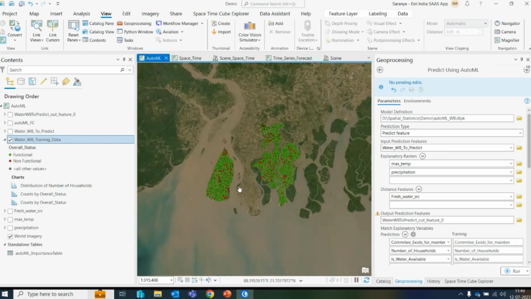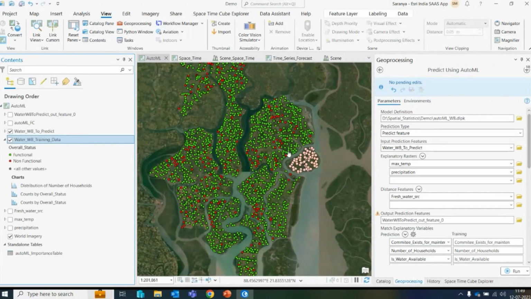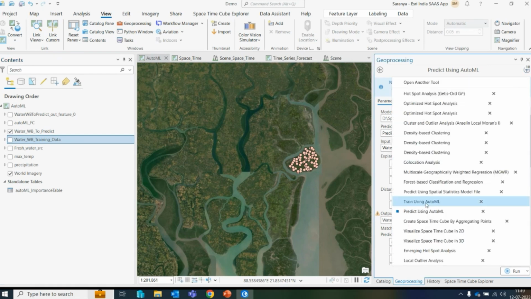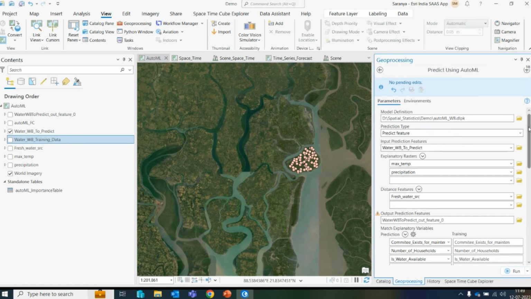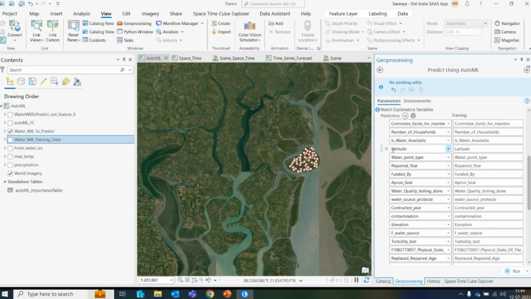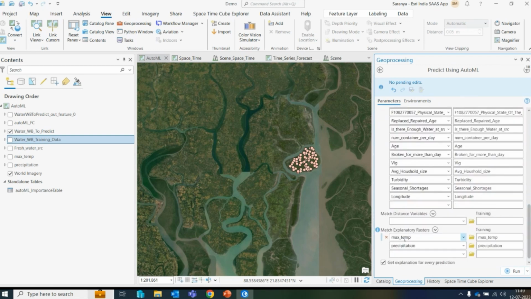My objective now is that we have a few more pumps in this area. I want to predict the overall status or the working of the pumps in this area. So for that, I have trained the model using AutoML, and I have also predicted using AutoML. In addition to the explanatory variables, which are latitudes and the water points constructed here, I've also added two more rasters, which are maximum temperature and precipitation in this area.